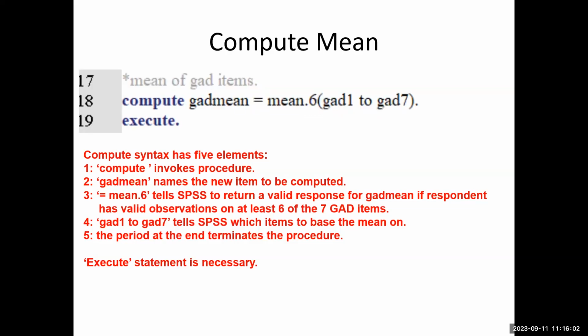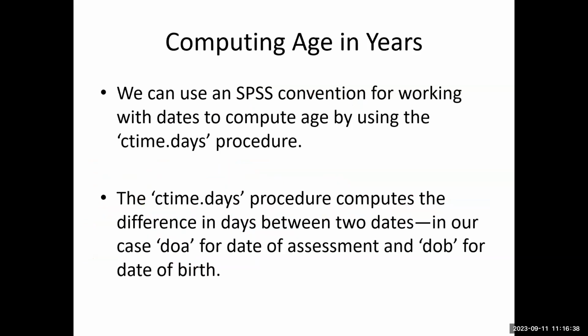Okay, so now we're going to talk about computing a mean or an average of the 7 GAD items. The syntax looks quite similar. Compute invokes the procedure. GAD mean names the new item to be computed. Mean.6 tells SPSS to return a valid response for GAD mean if the respondent has valid observations on 6 of the 7 items. GAD1 to 7 tells SPSS which items to base the mean on. The period at the end terminates the procedure. And again, the execute statement is necessary.